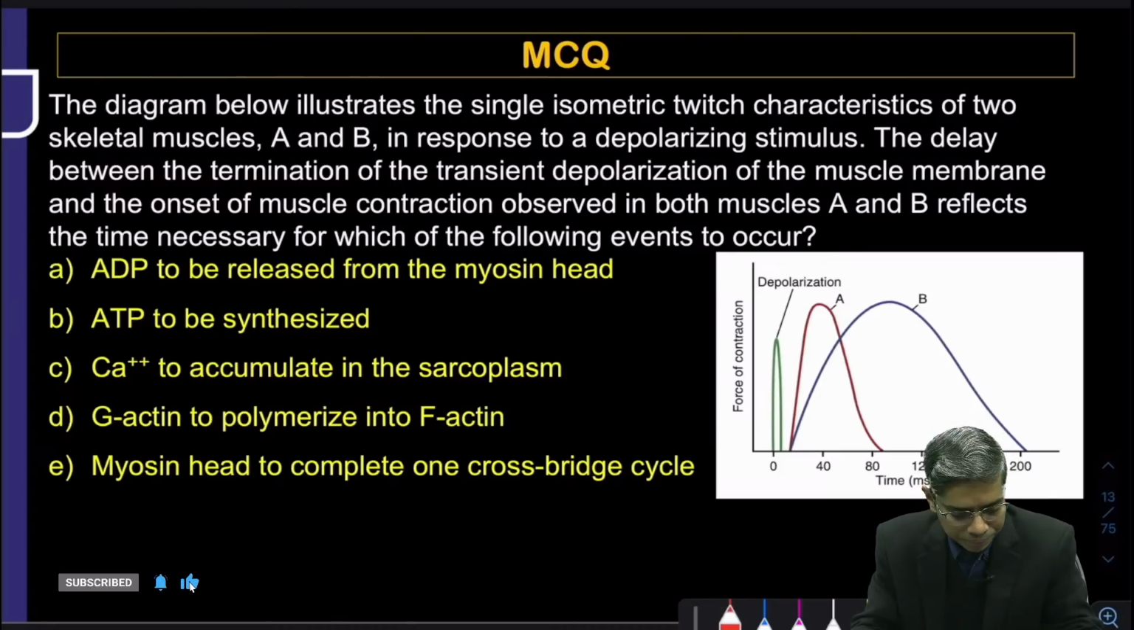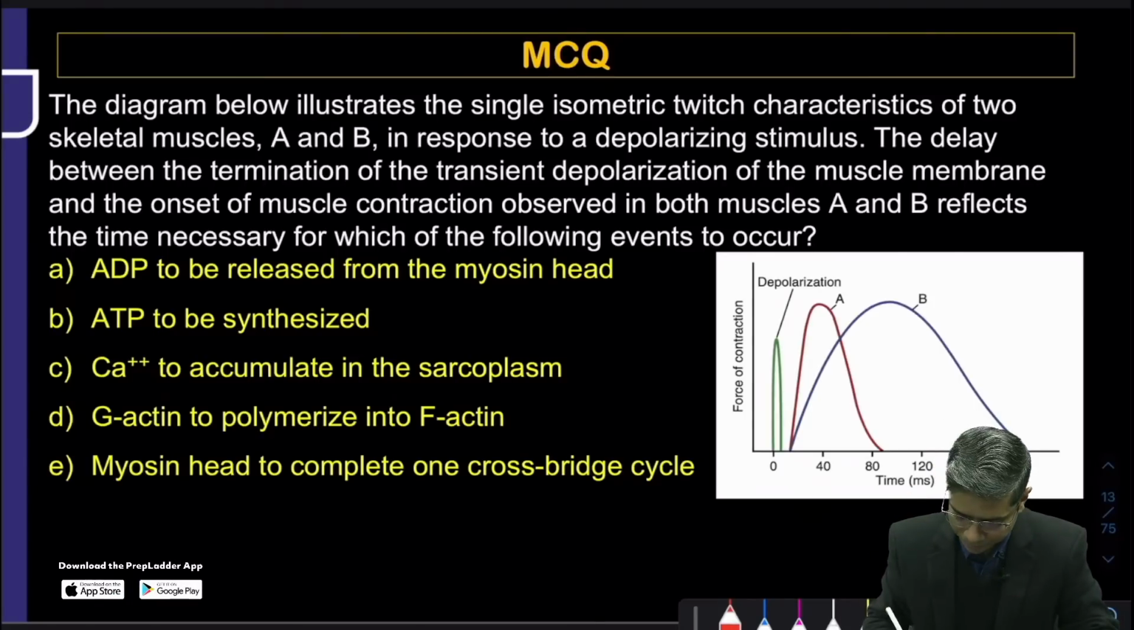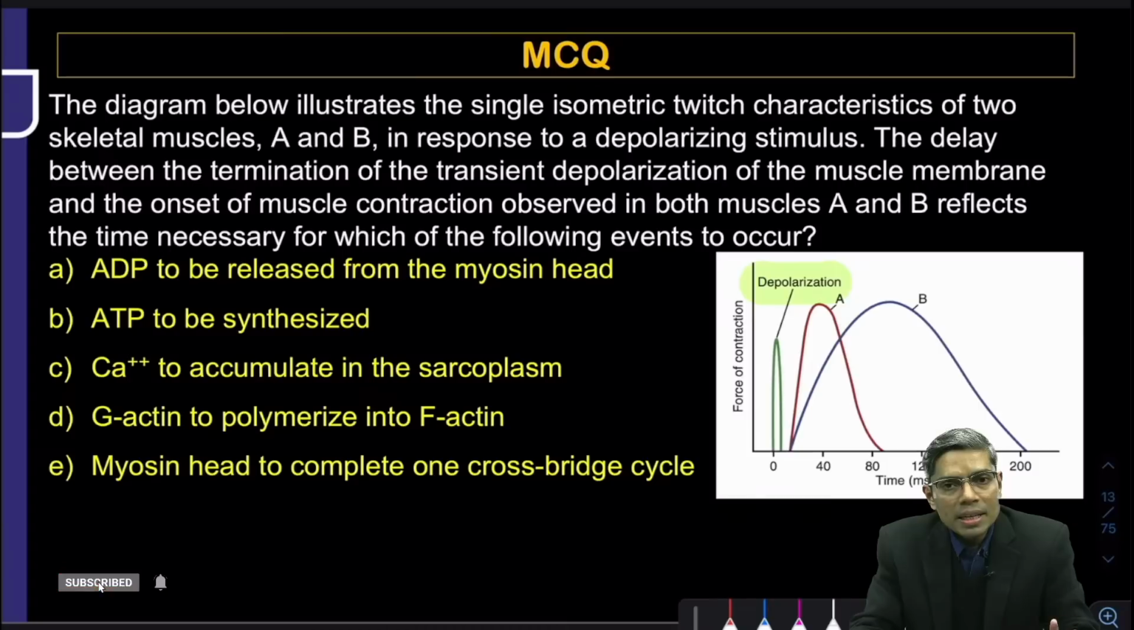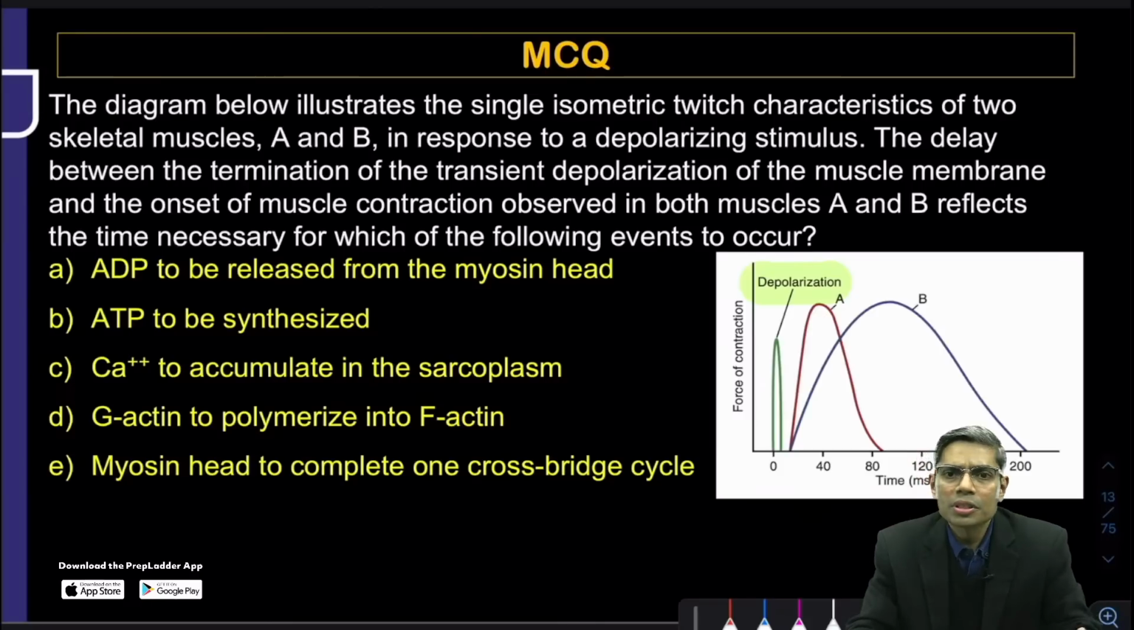What should the answer be? Okay. So there is a depolarization. Depolarization means this is an action potential. After the action potential, the muscle is contracting and relaxing. Okay, all of you are thinking. If you look at the options, this question is easy. But apart from the options, I want you to understand what the meaning of this graph is.